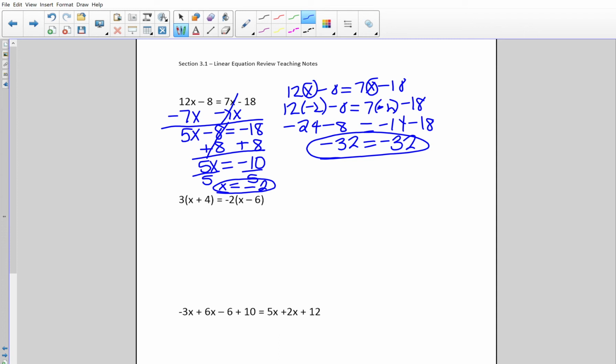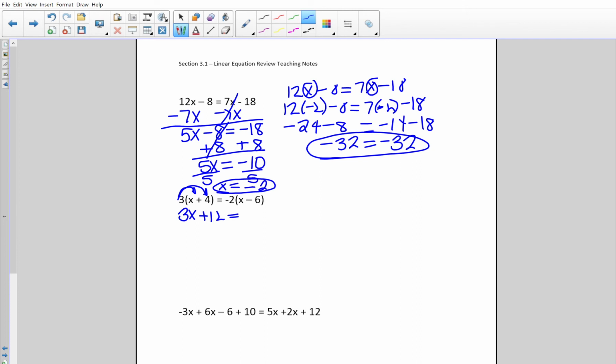So when you have parentheses, it might have been a while since you've last done problems like this. You take the number on the outside of the parentheses and you multiply it by every term on the inside of the parentheses. So we're doing 3 times a 1x, which is 3x. 3 times a positive 4 is a positive 12. Then we do the same thing but with a negative 2.